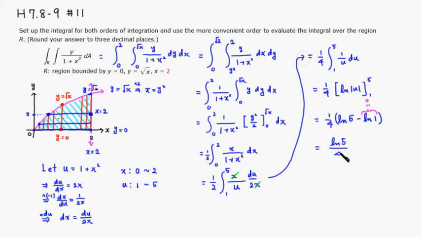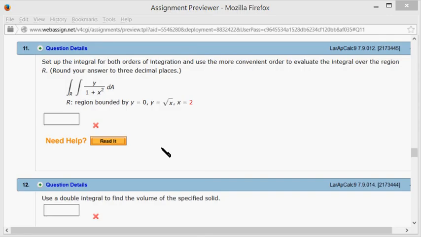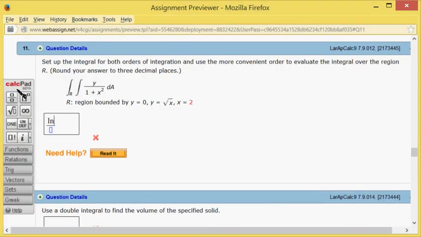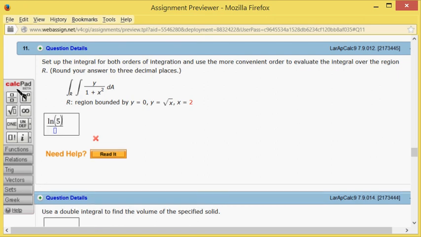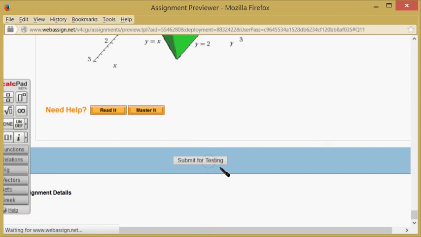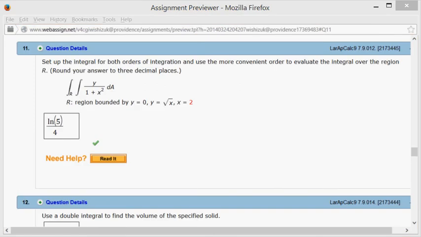So that's the value of the integral there. Let's type it in: ln of 5 over 4. Let's check the answer. It came back and looks like we got this one correctly. All right, that's it. I hope that this was clear.